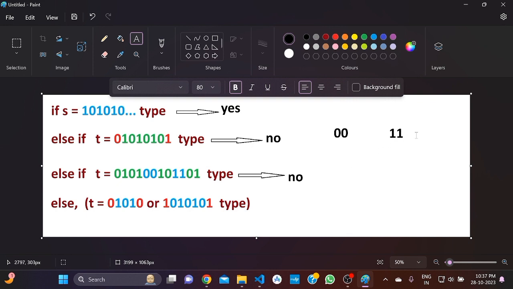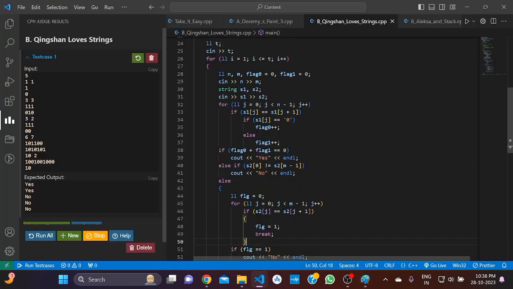Okay, and you can print yes. But if your T has starting character 1 and ending character 1, and if you insert 1 and 1, then you cannot solve your problem, because again 1 1 will be repeating. Okay, they will be at adjacent positions. So yeah, this is the basic logic behind this. So let's check the code.